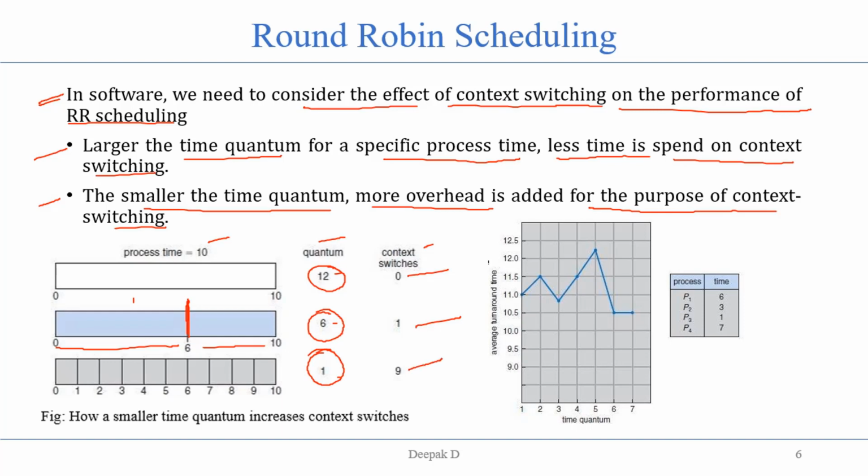So it clearly shows how a smaller time quantum increases the context switching, and also affects the performance of the scheduling algorithm. And this graph tells how the average turnaround time varies based upon the time quantum for the respective process. So this is with respect to round robin scheduling. We shall see with examples how we can solve using this scheduling algorithm.